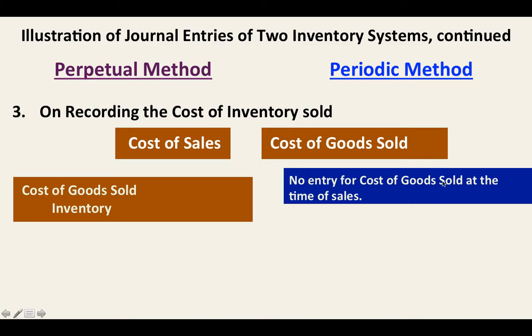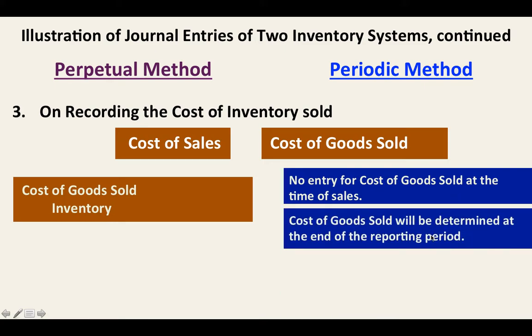Okay, at the time of sales, there is no entry for cost of goods sold at the time of sales. So ano mangyayari sa cost of goods sold? Cost of goods sold will be determined at the end of the reporting period. Class, determined, hindi recorded. Okay? In perpetual, we have already recorded the cost of goods sold. But under periodic method, we will determine the cost of goods sold at the end of the reporting period.